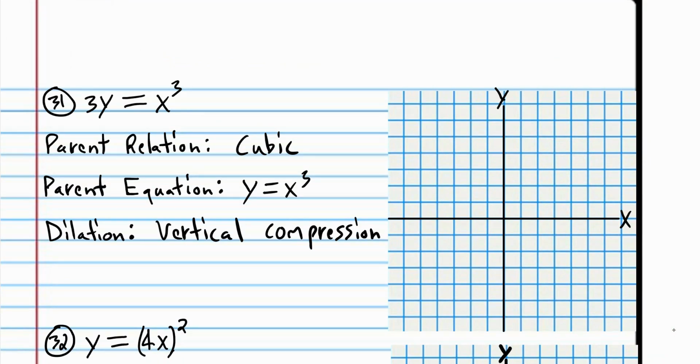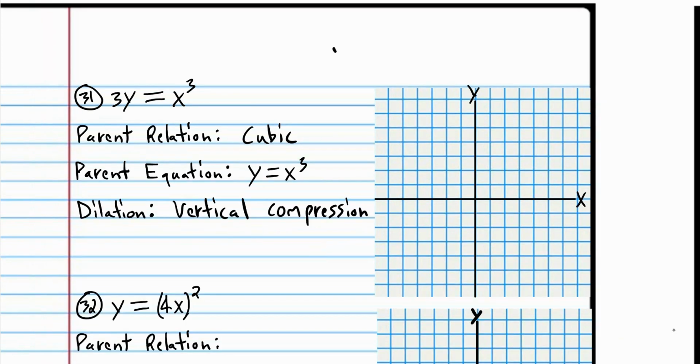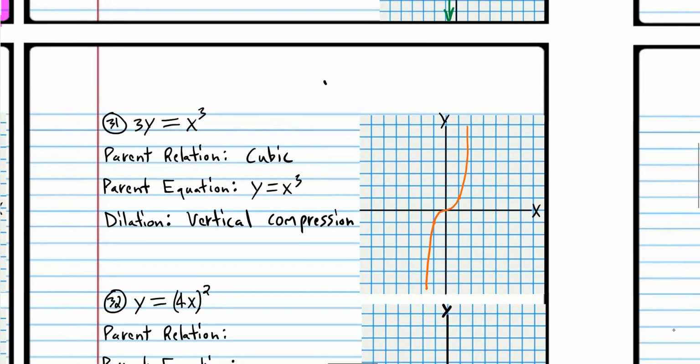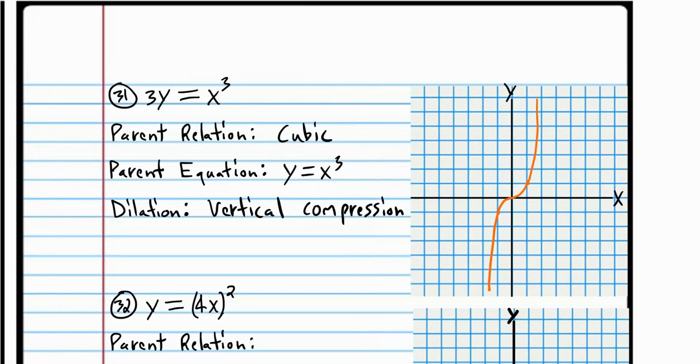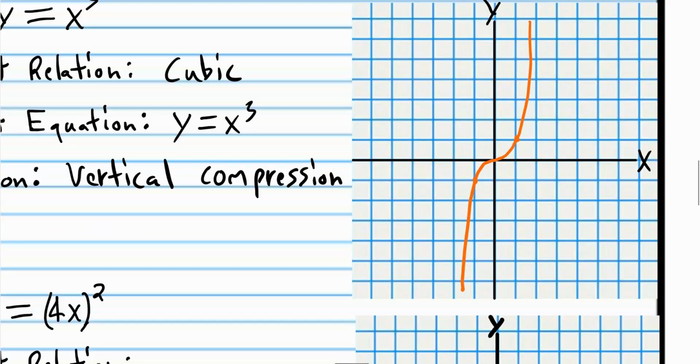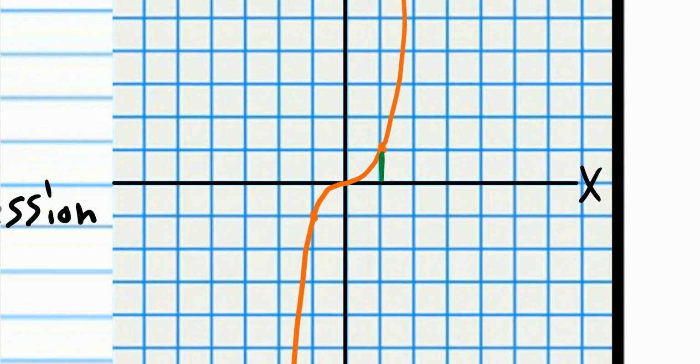If we graph our parent equation, or just look at our library of relations, we see that the parent graph looks something like this. But we're multiplying y, so that means we're going to divide all the y values by 3. Not multiply the y values by 3, but divide the y values by 3. So this y value here is 1, so we divide it by 3 and it becomes 1/3. This y value is -1, so it becomes -1/3.